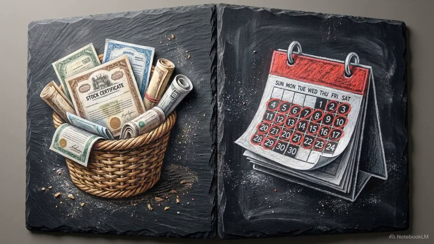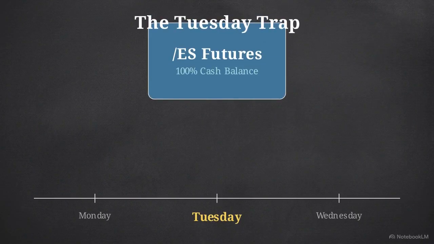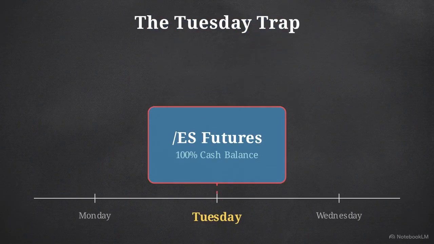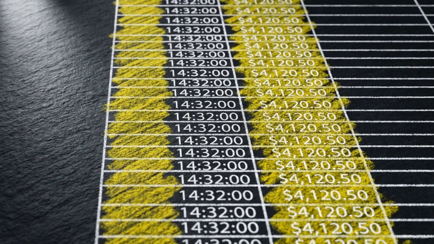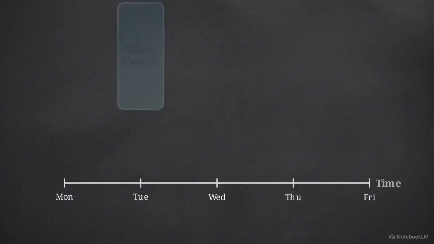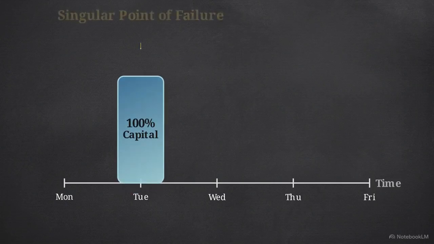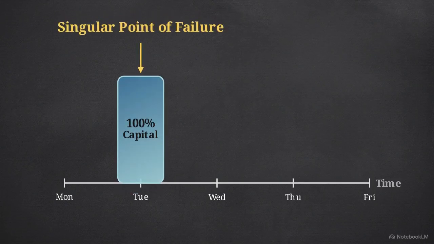Diversifying what you buy is only half the solution. You must also diversify when you buy it. Consider the Tuesday trap, where an investor deploys their entire cash balance into a position at a single point in time. This deployment ties every dollar of the portfolio to the exact same entry price and the exact same volatility environment. It creates a singular point of failure, tying your capital to a shared expiration date.